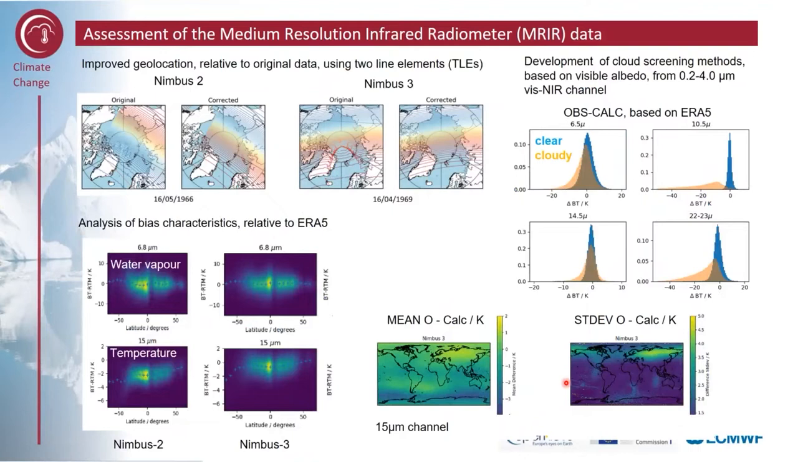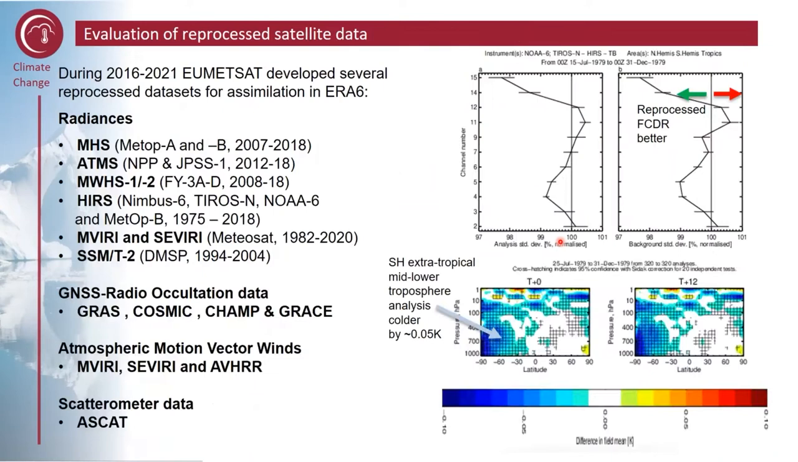If you look at the biases relative to ERA 5, the data quality is good. The biases are non-zero, but they're manageable. And then finally, what they did was develop cloud screening methods using the visible near-infrared channels, which should accelerate our use of that data in future reanalyses. On then to the reprocessed data.